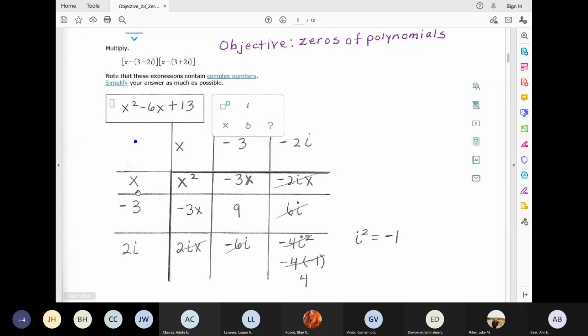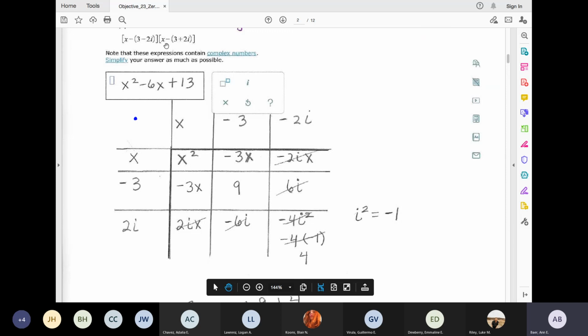Down here, I put the terms in here. So the first term is x, and then we have minus 3. If we distribute this minus through, we get minus 3. And then minus a minus 2i is a plus 2i. And then I did the same for the second factor, but I put them across here. X minus 3 minus 2i right there. And we are now going to treat this like a multiplication table.